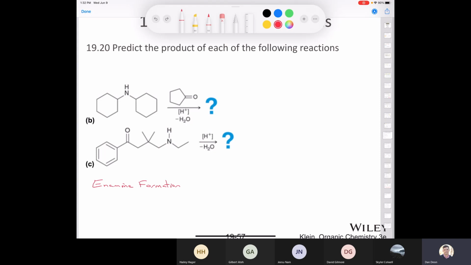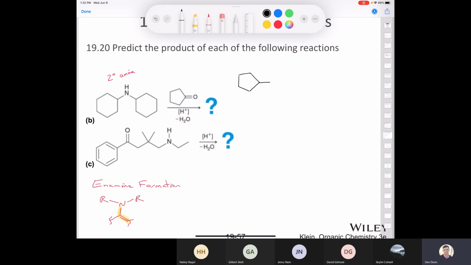So what does an enamine look like? It looks like we've got our carbon with a single bond to nitrogen, but we've got a double bond over here, a single bond over here, and then we've got our R group and another R group like that. I'll just break those bonds like that. And where the double bond is, okay, that's attached to the carbon that was originally attached to the oxygen. Okay, so that's an enamine. So if we're taking a secondary amine, this is dicyclohexylamine, but this is a secondary amine, and we have a ketone. Let's start by drawing the skeleton of our ketone, which has 5 carbons in a ring.